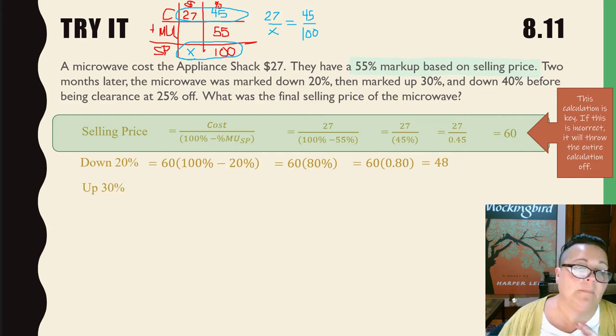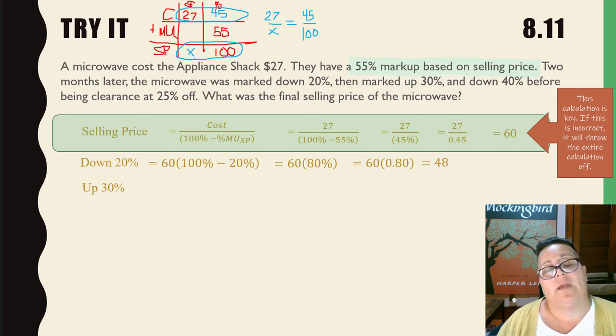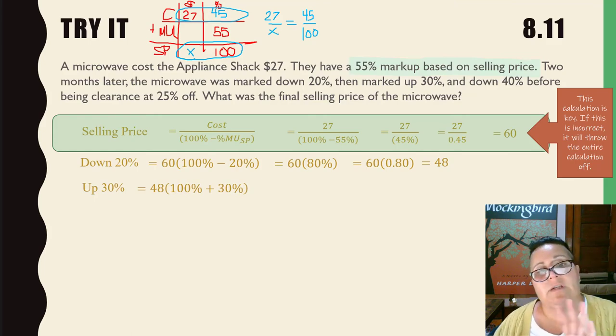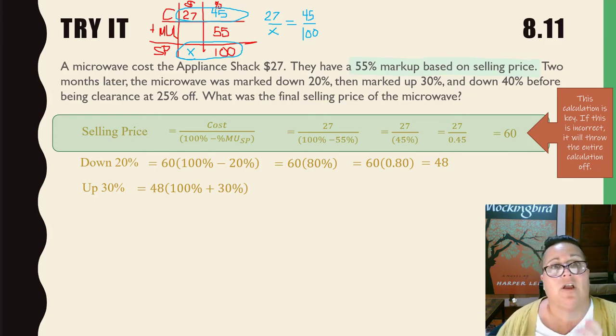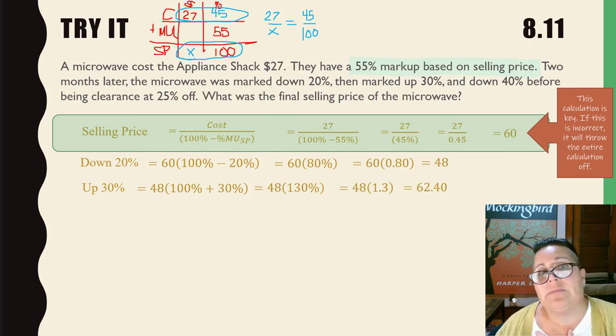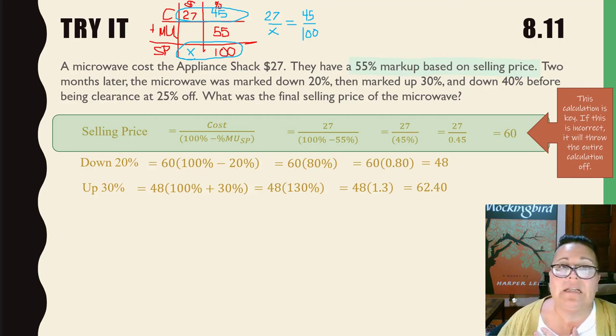Then they're going to mark it up 30%. At this point, because it's in the middle of a series, we assume that it's up 30% from the last price. So we need $48, which was our last known price. We need to pay 100% of that and another 30% on top of it. So that's 48 times 1.3, which gives us $62.40. Notice that this markup does take us over the original price. That's fine. They're trying to get a little bit more money out of you. It's not a crime. It's just a buyer beware situation.